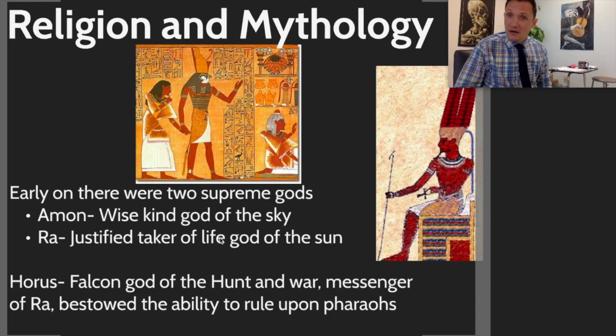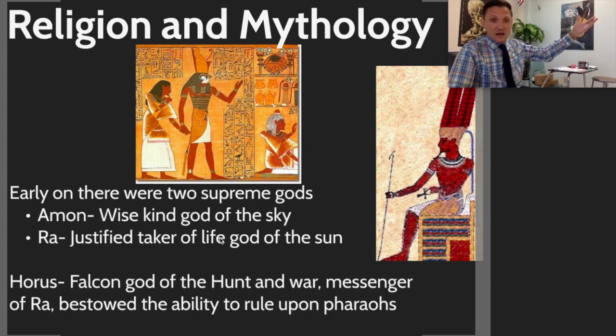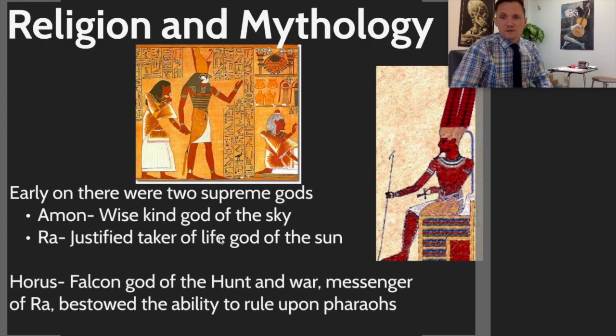Amun, which is supposed to be the wise king of the sky, right? The open blue sky. And then Ra, the justified taker of life and the god of the sun, right? Now, ironically enough, geographically, this would make complete sense when you think about it, considering the fact that the sun is kind of the taker of life if you don't have sustenance with which to keep yourself alive, right? And then the wise god of the sky because of the giant open area that is ancient Egypt that doesn't have a lot of surrounding geographic features that hide the horizon lines, right?